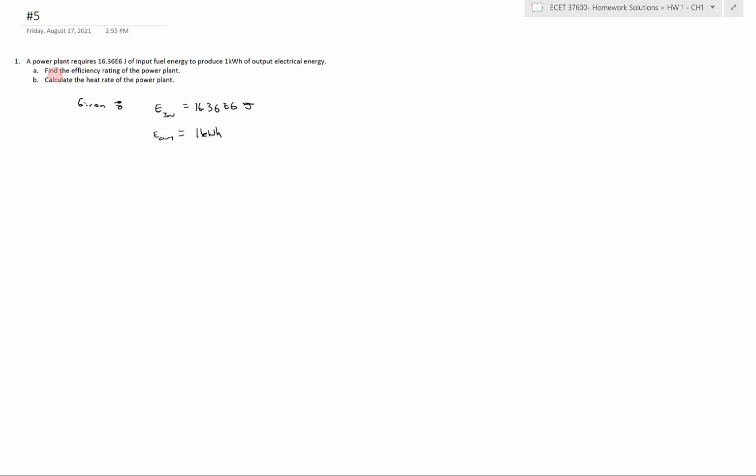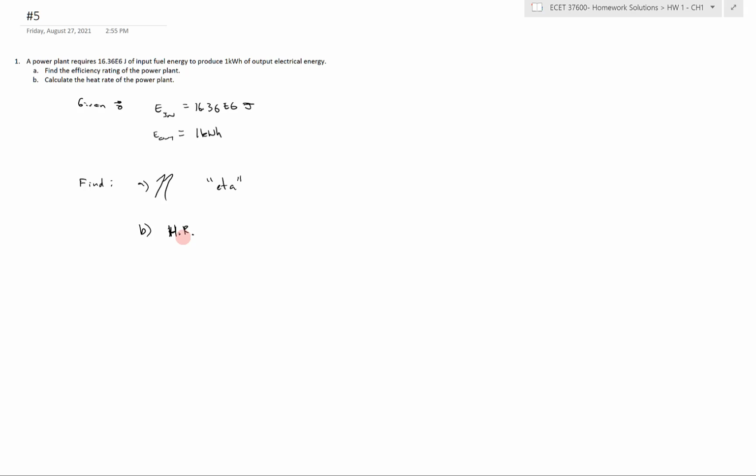We were asked in part A to find the efficiency. Hopefully you remember from the reading that the symbol for efficiency is that funny looking thing. That is the Greek letter eta. It's supposed to look kind of like a cursive uppercase N, but it is eta, E-T-A, for efficiency. And then part B asked us to calculate the heat rate. There is no symbol for heat rate. We just write HR, shorthand for heat rate.